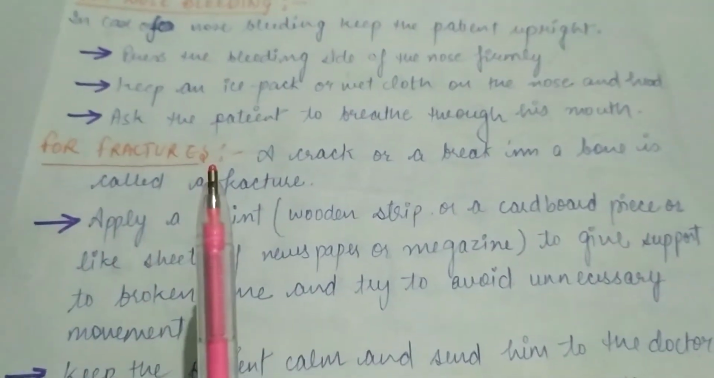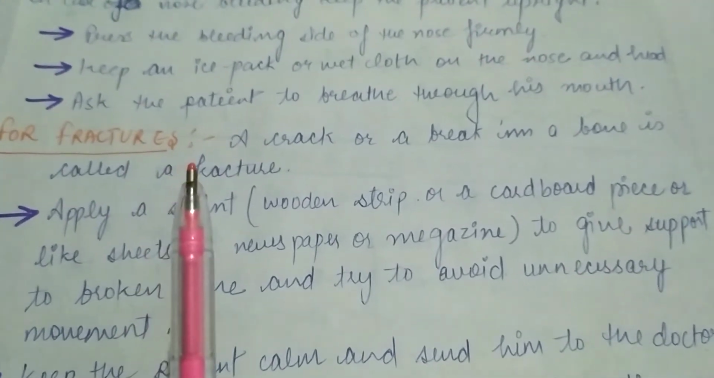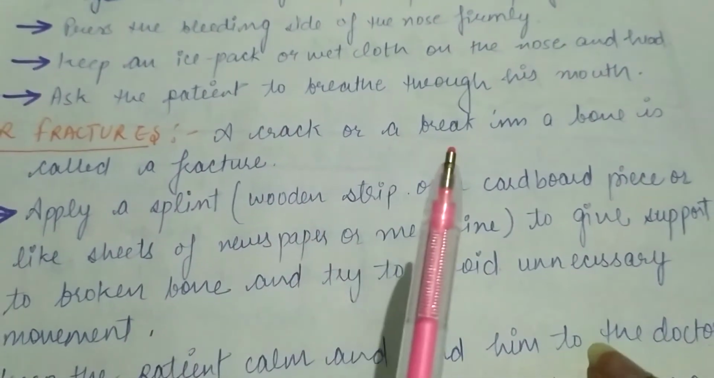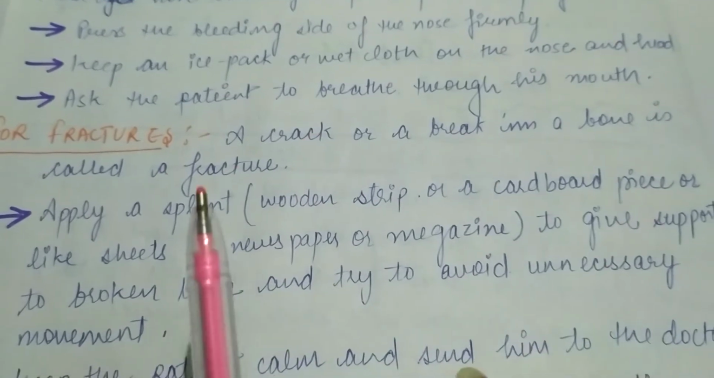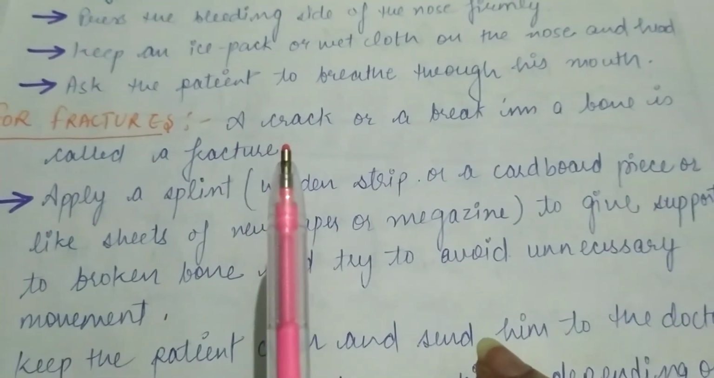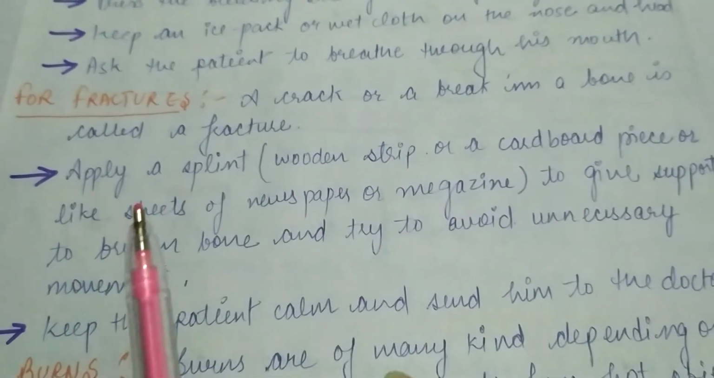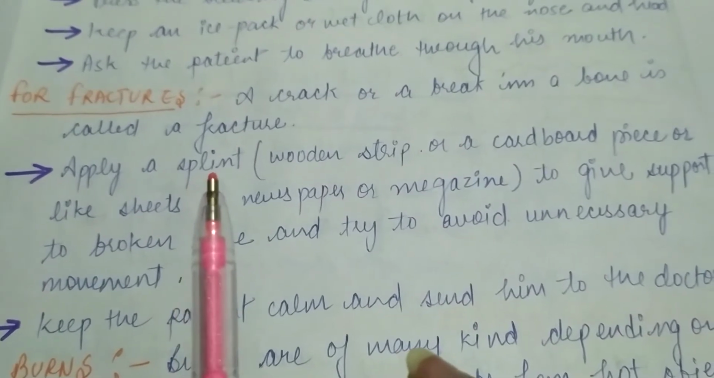Then the next is if anyone gets a fracture. Now what is a fracture? A crack or a break in a bone is called a fracture. Now it is very painful. Now what first aid can you give? Apply a splint.